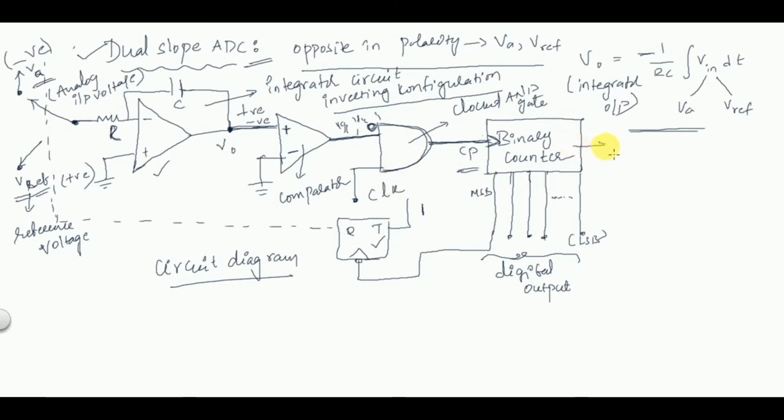Next is the binary counter. This is generally a binary up counter. Depending on the clock pulses that arrive, it increments its value. That is the simple operation of any counter.